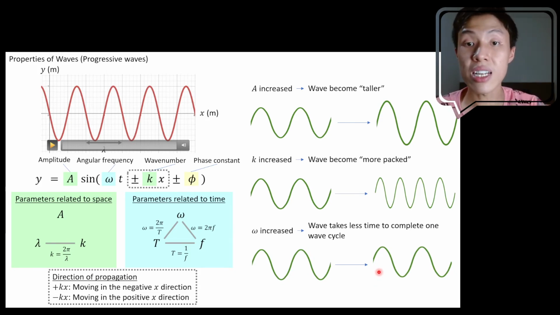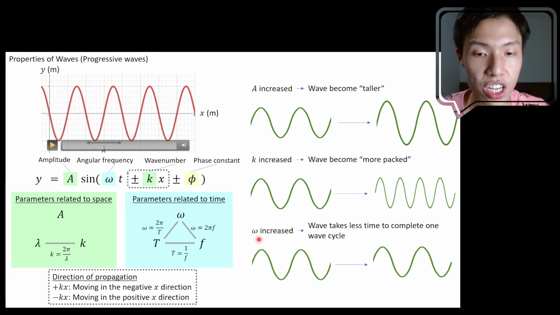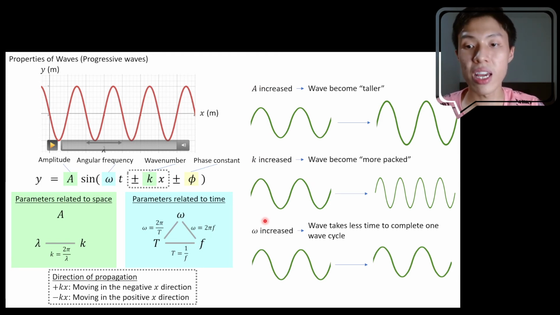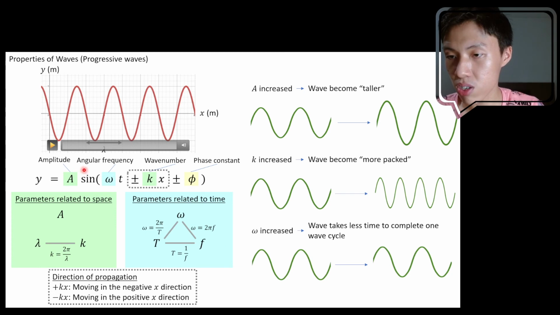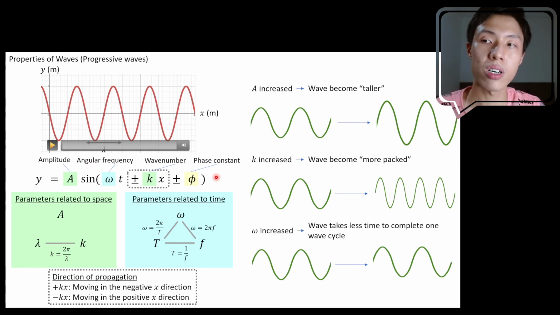So these are the effects if you change the amplitude, the wave number, and the angular frequency. And that's all that I want to discuss about the displacement equation for a progressive wave.